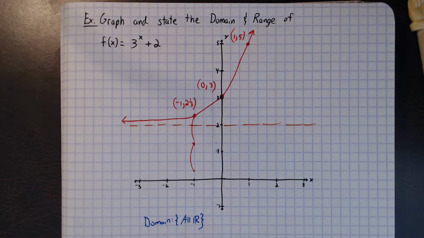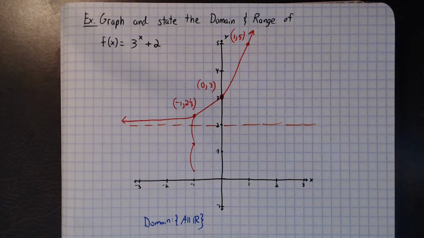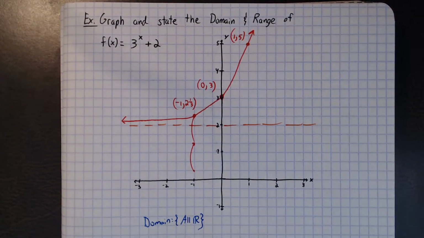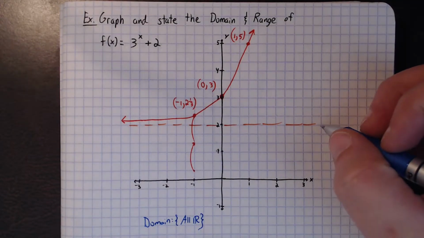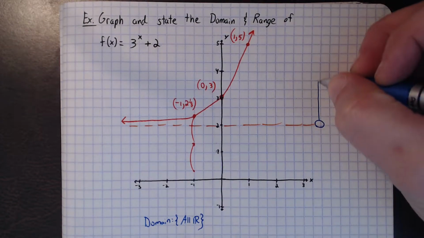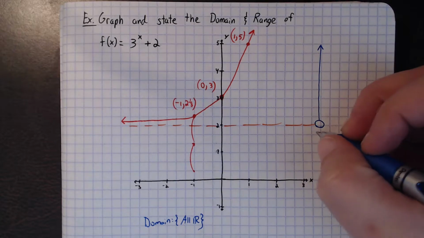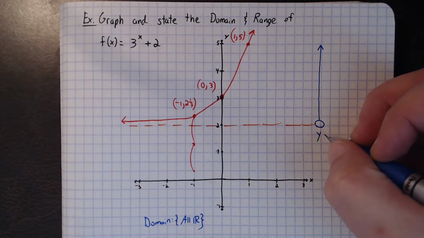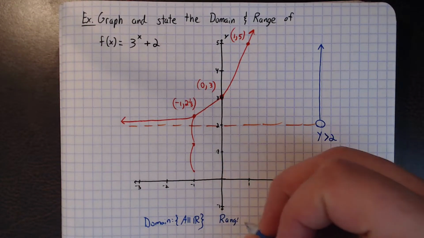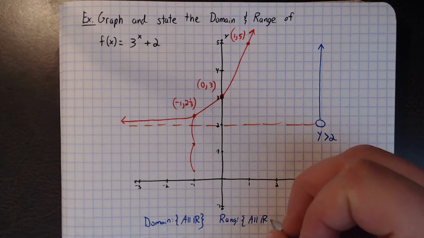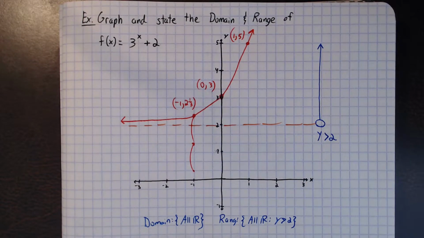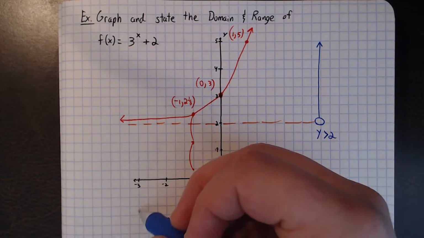No restrictions. As far as our range, we know that nothing's ever going to cross this asymptote. That's the value that it never crosses. So if I look at my range, I'm starting from here. I'm not including that value, which is 2, and I'm including everything above it. So that means all my y values have to be greater than 2. So that's our range: all real numbers such that y is greater than 2. That's our domain and range for that particular problem and the graph as well.